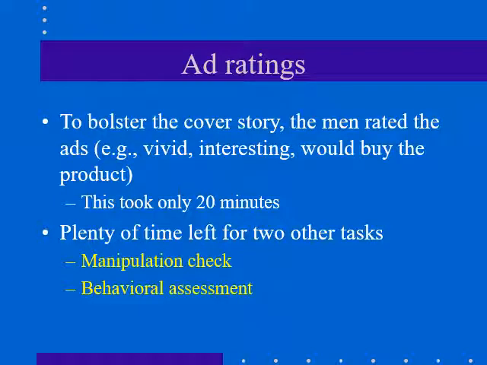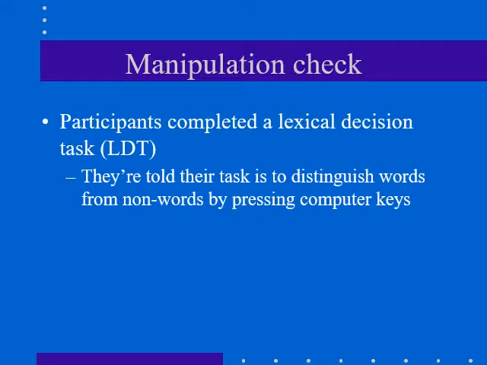So it only took 20 minutes, and that left plenty of time for two other tasks because the men had signed up to do an hour's worth of research credit. And so that left time to do the manipulation check and the behavioral assessment. How did we check on their cognitions? Well, we had them complete a lexical decision task.